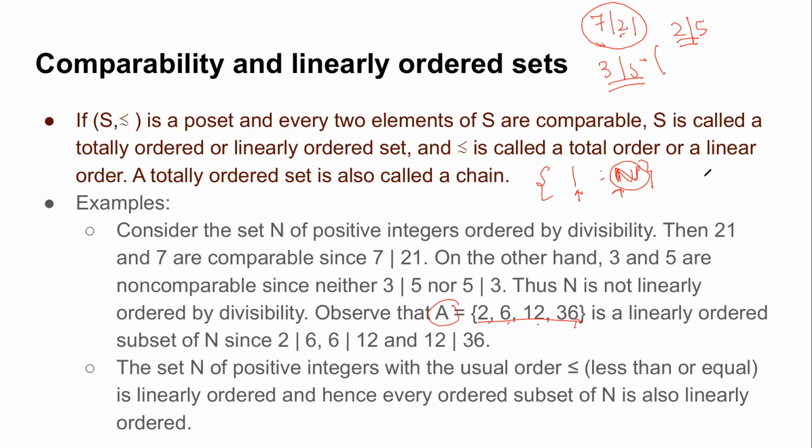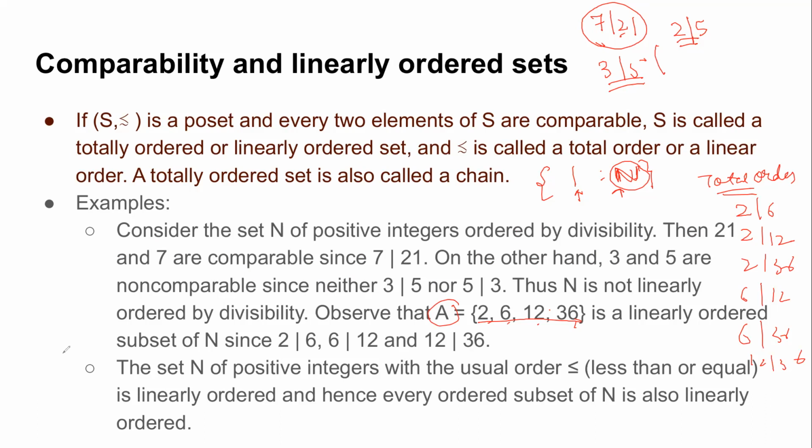What you need to check for total order is that all possible pairs of elements in this set should be related by the given relation. In this case, is this a total order? Yes, it is, because if you take all possible combinations, 2 and 6, 2 and 12, 2 and 36, 6 and 12, 6 and 36, 12 and 36, all are related to each other. Such kind of ordering is known as total ordering.